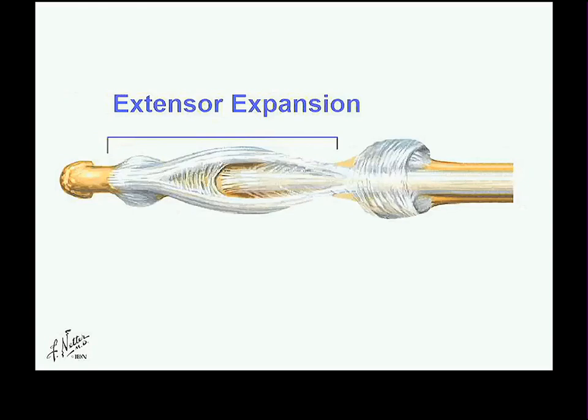This is what it looks like in a nicer drawing. All right? Here's the sagittal bands, or the transverse laminae. Here's the trifurcation. Here's the central slip. Here are the two lateral bands forming the terminal tendon, inserting into the distal phalanx. That's the way it looks when you dissect it, more or less, if you do.